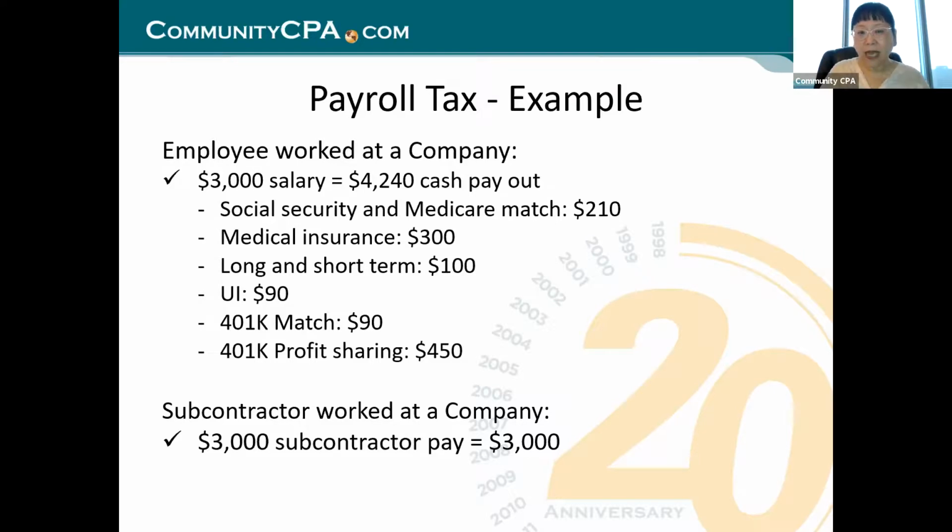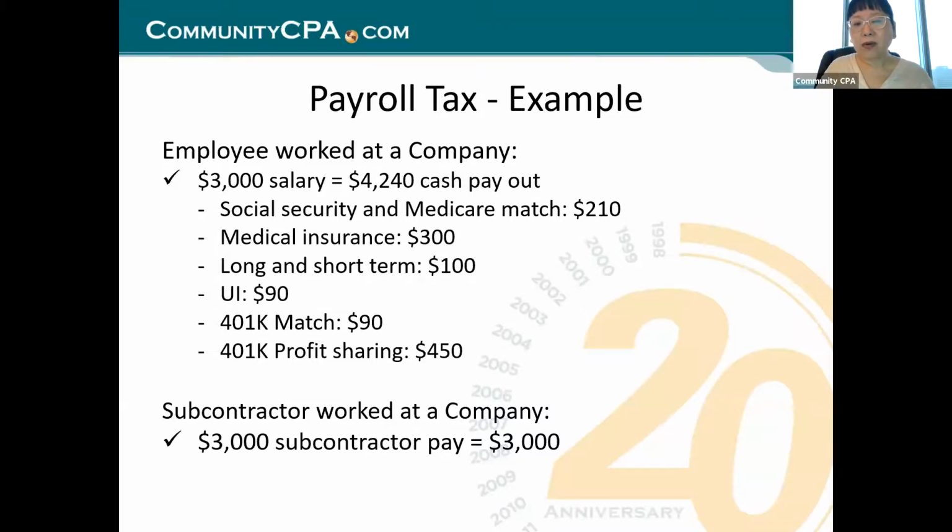Got it? And if it is a $3,000 subcontractor, your total cash out is $3,000. Make sense? So there's a $1,240 difference. What are they? Number one, Social Security Medicare match, $210. Medical insurance, $300. Long-term, short-term disability plan, $100. Unemployment insurance, $90. 401k match, $90. 401k profit sharing, $450. This is a real example of one of our clients.